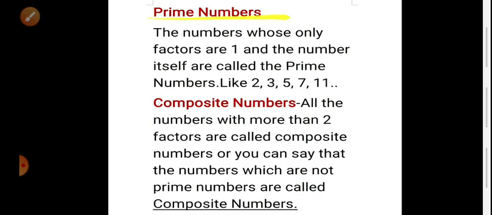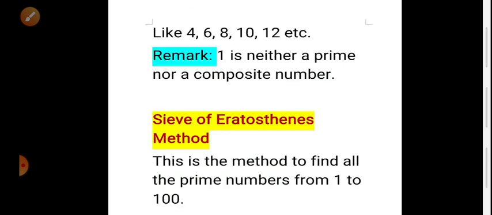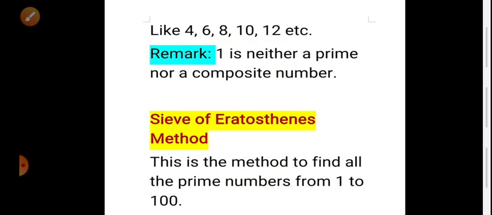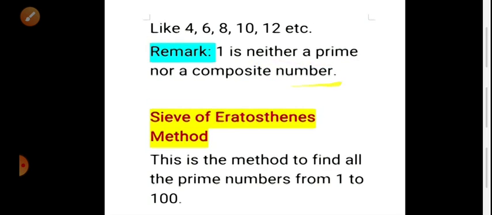Now, prime numbers. The numbers whose only factors are 1 and the number itself are called prime numbers, like 2, 3, 5, 7 and 11. Composite numbers. All the numbers with more than 2 factors are called composite numbers, or you can say the numbers which are not prime are called composite numbers, like 4, 8, 10, 12, etc. Remark that 1 is neither a prime number nor a composite number.